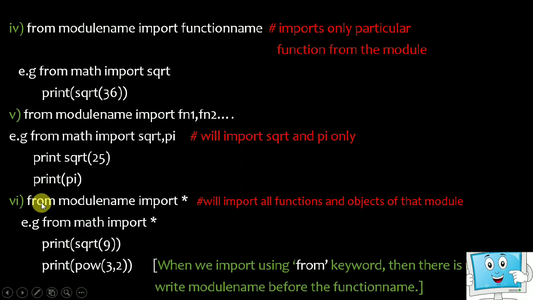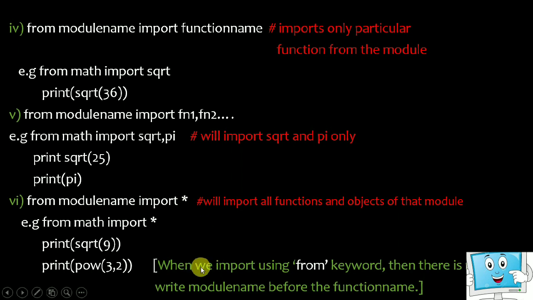Now the sixth one and the last one is from module name import star. So when we use this, what we can do is from math import star. What the star will do is import all the functions and objects of that module. So now from the math module, if you use any of the functions, then it will not show any error. But if you have taken only two functions and you give the name of some other function, like I have imported square root and pi and I am trying to use the power function, then it will create an error in the program.